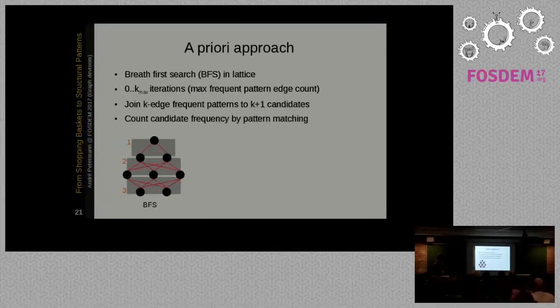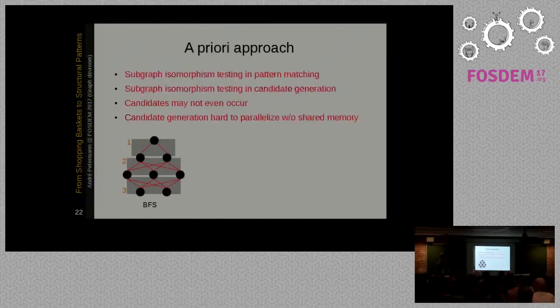BFS, which means we first process all frequent subgraphs of level 1, then generate candidates, do pattern matching in the graph database, find out the frequent ones and join the frequent ones to children. And then we again do the pattern matching and repeat this until there are no frequent subgraphs left. The good thing about these algorithms is that they only need one iteration per level, and it allows effective frequency pruning. But the problem with these algorithms is that they contain subgraph isomorphism testing in the pattern matching.